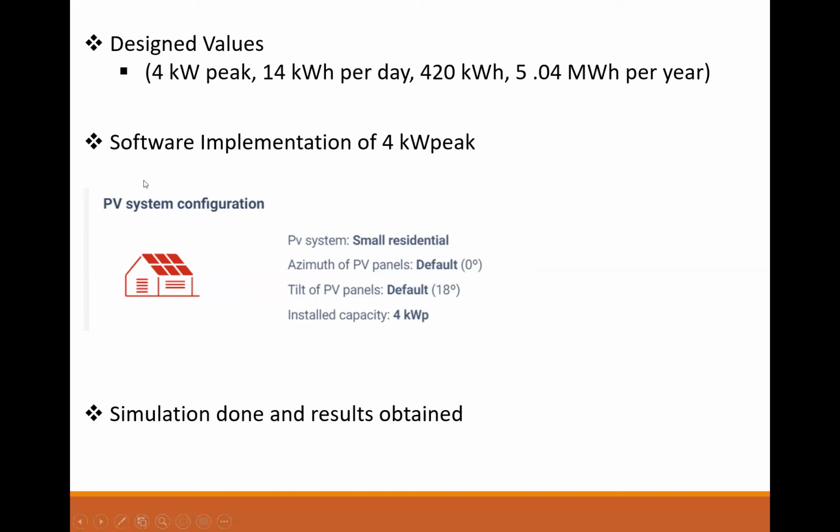So we implement this small residential system into a software. Installed capacity, we say 4 kilowatt. Tilt, we use the default, which is 18 degrees, and this holds for Lusaka. Of course, when we move and follow the tilt of the house, and of course, Lusaka is in the southern hemisphere, so the panels can face either north or eastwards. So I did the simulation and results were obtained.